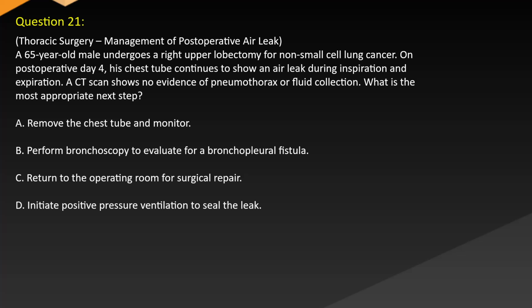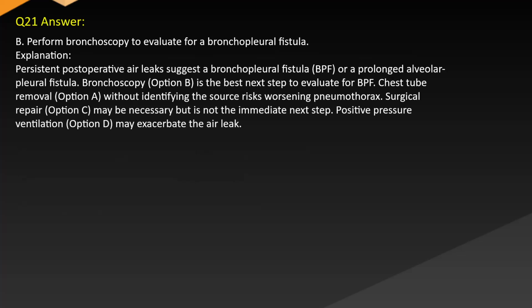A. Remove the chest tube and monitor. B. Perform bronchoscopy to evaluate for bronchopleural fistula. C. Return to the operating room for surgical repair. D. Initiate positive pressure ventilation to seal the leak. Answer: B. Perform bronchoscopy to evaluate for a bronchopleural fistula.